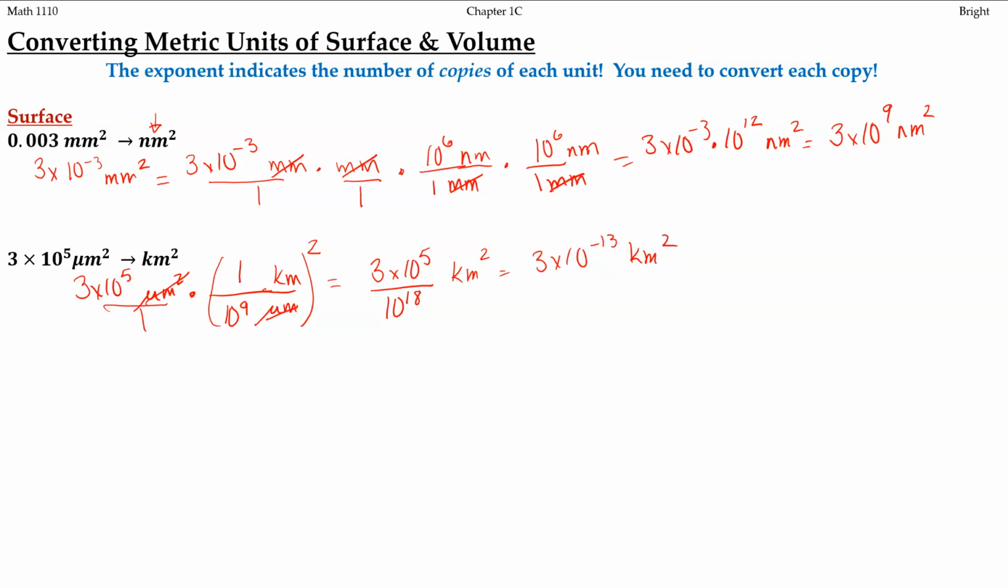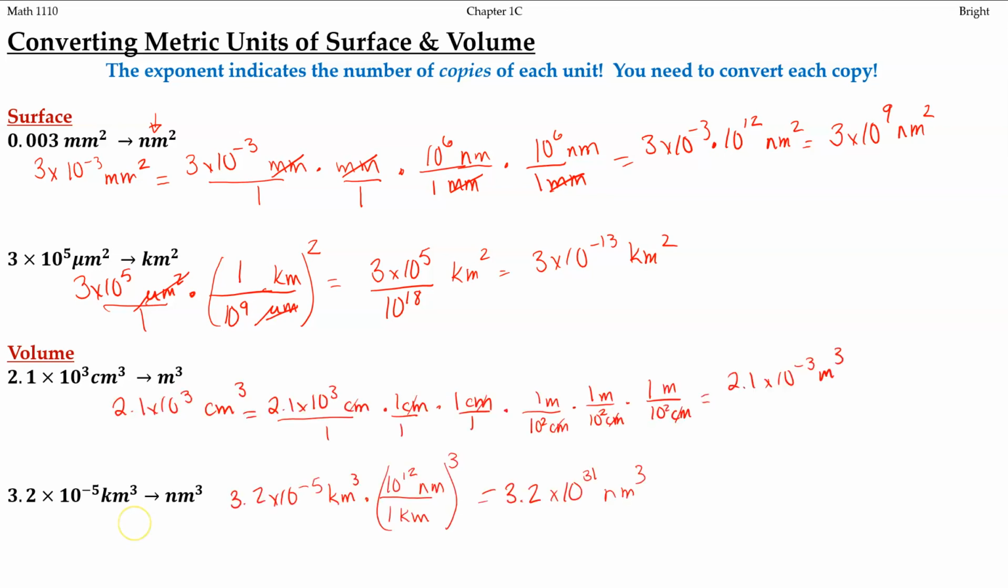All right, so next, so this is units of surface, and for volume, it's going to be the same sort of story. So I want you to pause the video and try these next two on your own. Okay, and so next you will see the answers here, and then we'll kind of briefly go through them. And here are the answers.